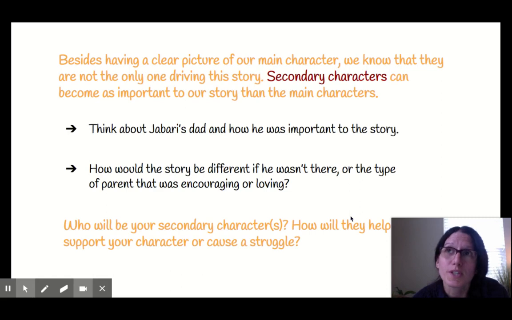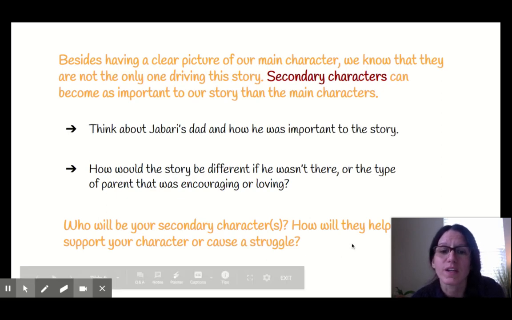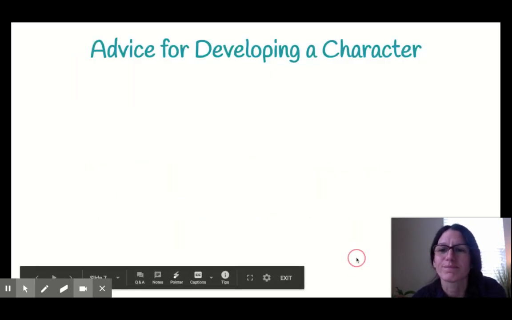So, who will your secondary characters be? I mean, your secondary character could be part of your conflict, right? Or your character could be someone like Jabari's dad who's going to help them along the way. If anyone's ever read The School Story by Andrew Clements, I think of Chloe and Natalie. Chloe was a really important secondary character to Natalie. If you've never read it, it's a great book.